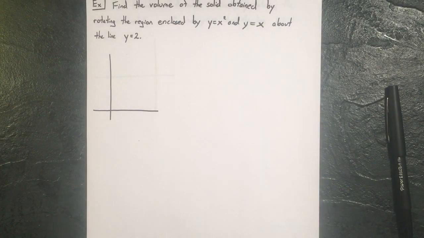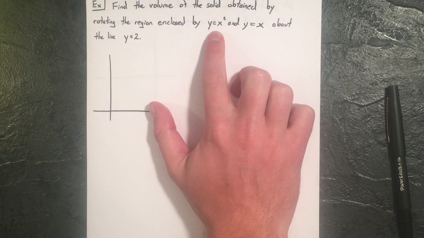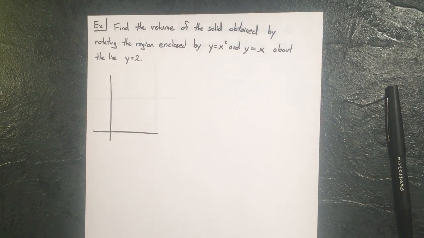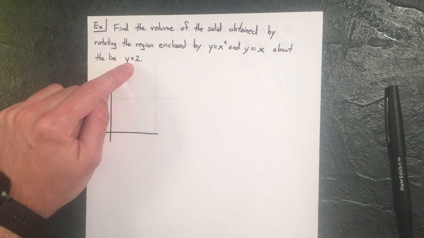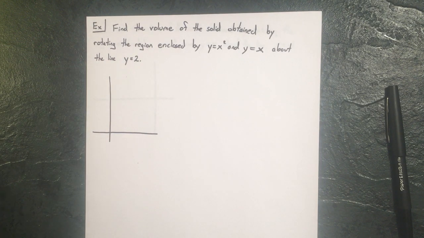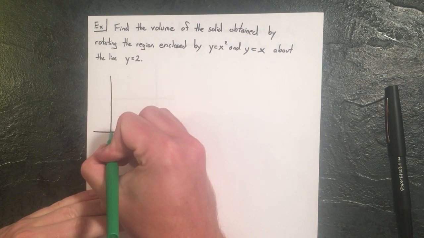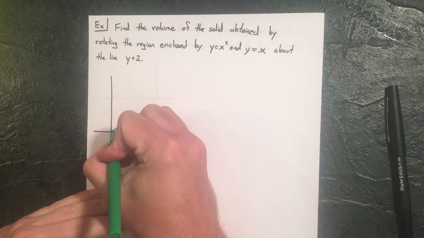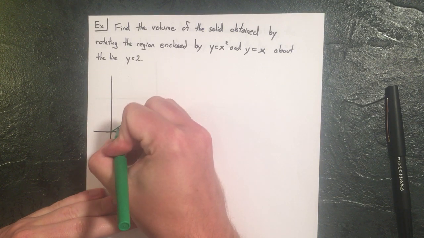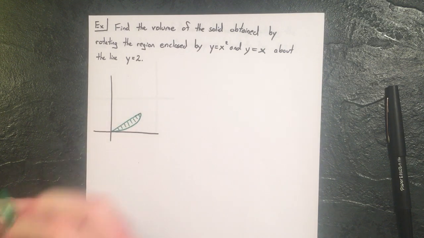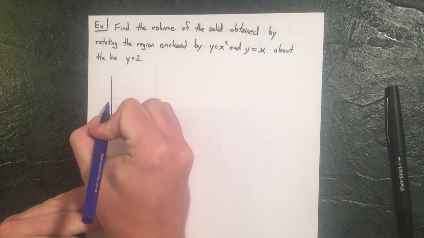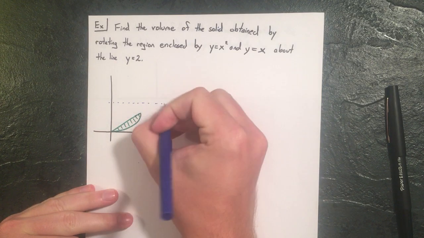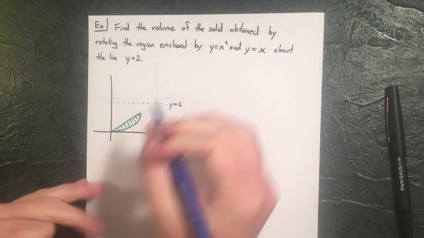So we're using the same two enclosures, y equals x squared and y equals x. So we're going to have that same shape, except now we're rotating this about the line y equals 2, and we want to find the volume. So let's get this figure drawn. Looks like the same little sliver that we have here. And now we're rotating this around the line y equals 2.